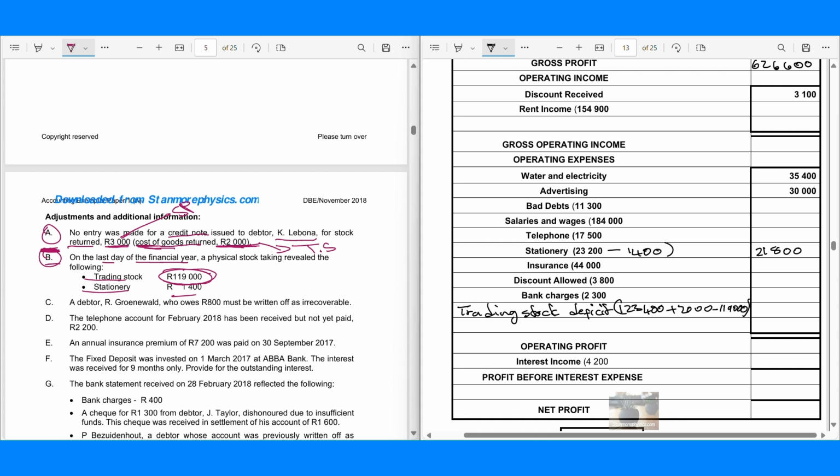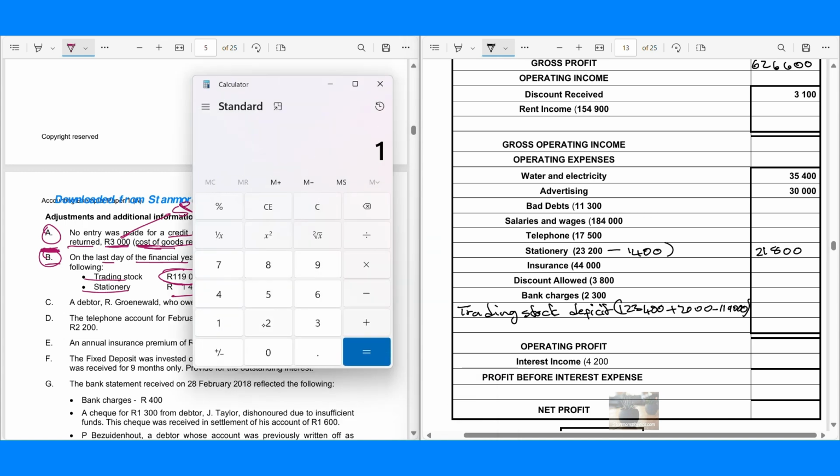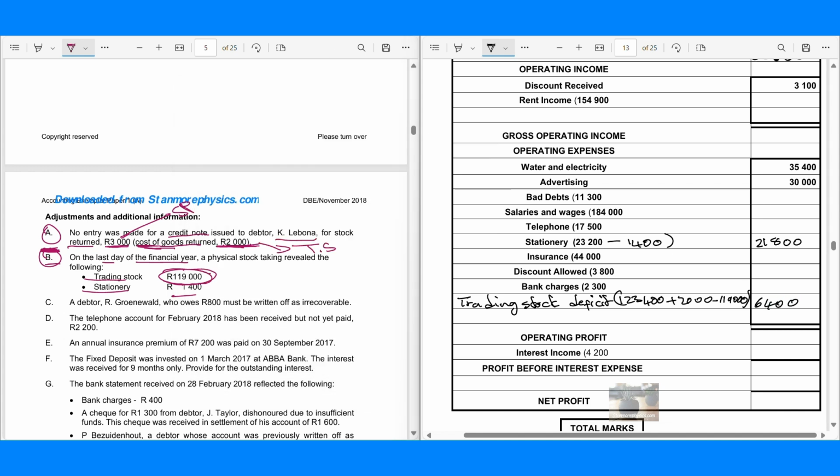So how much are we going to get if we put this in a calculator? 123,400 plus 2,000 minus 119,000. We are going to get 6,400. So now we are done with trading stock. Let's go to stationery. So we cancel this one. We are done with this.